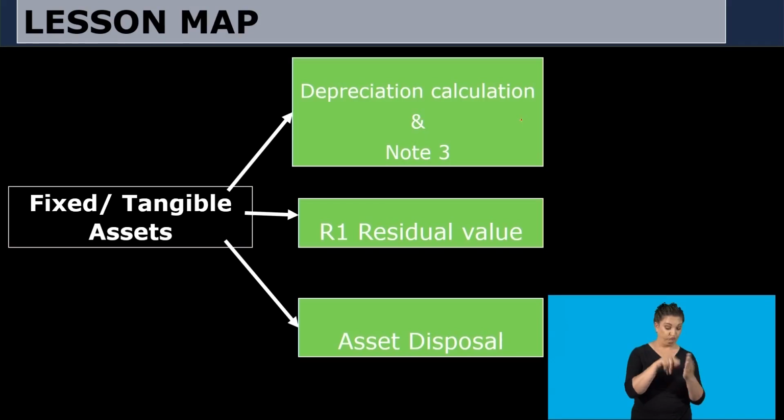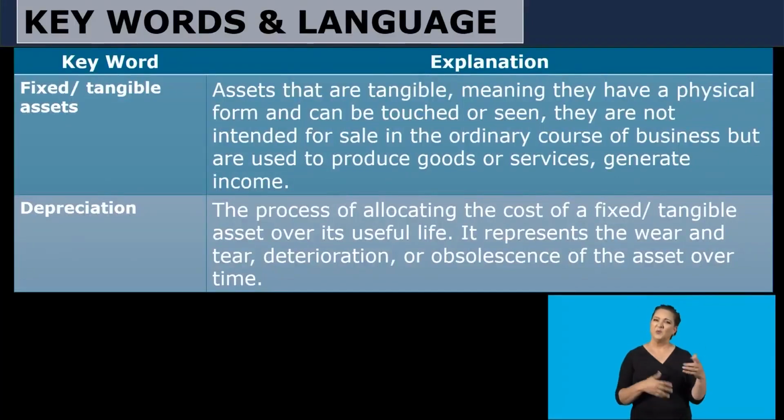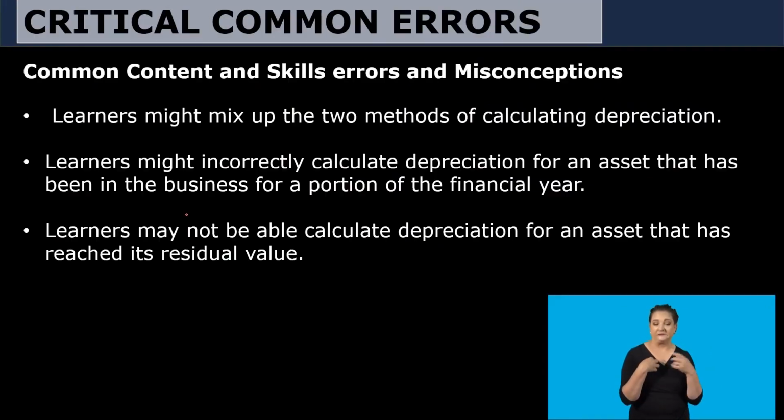Welcome back, dear learners, from the ad break. So far we have done depreciation calculations and we recorded in note number 3. We have done calculations that pertain to the one-run residual value principle, and we have done asset disposals where we dispose of an asset, trade it in or sell it, and we're able to calculate either profit or loss. Here is a recap of keywords and language. We spoke about fixed tangible assets as well as depreciation.